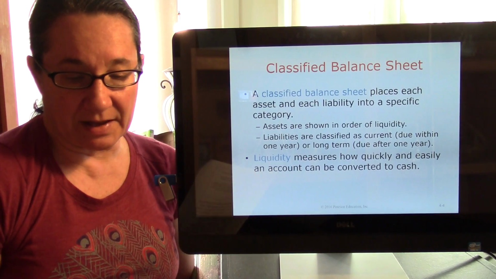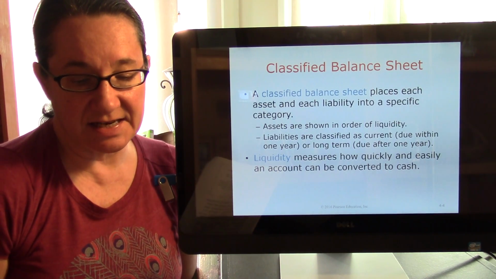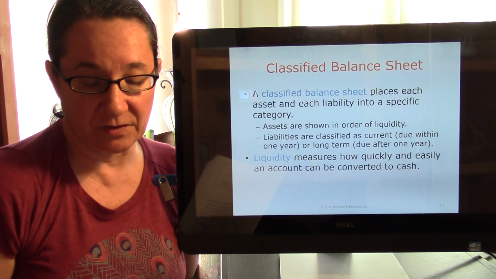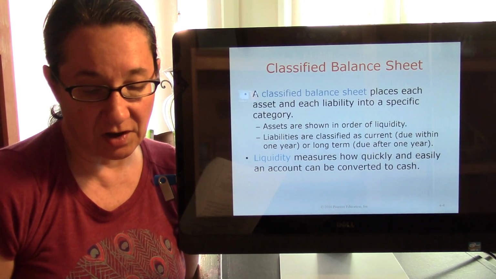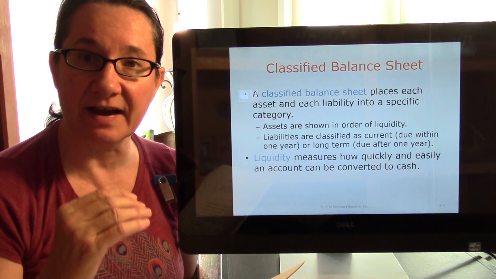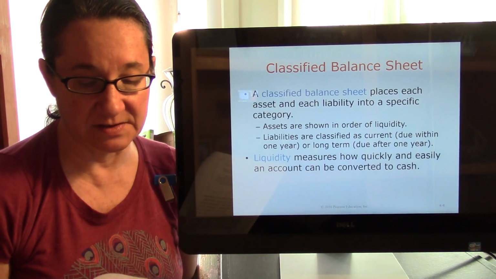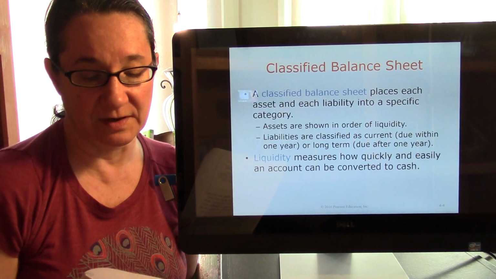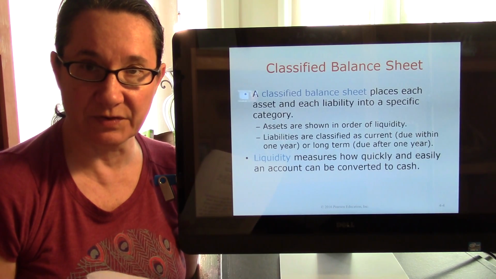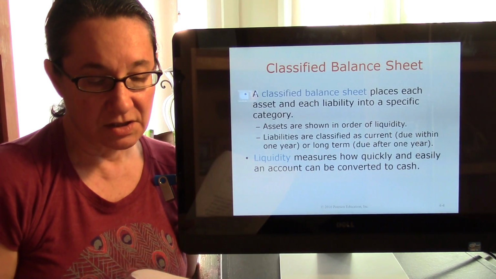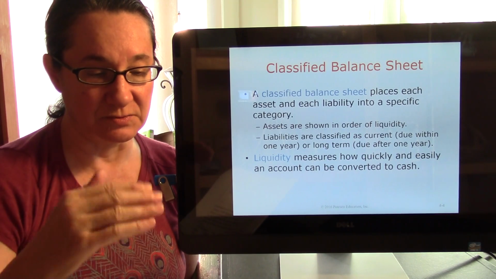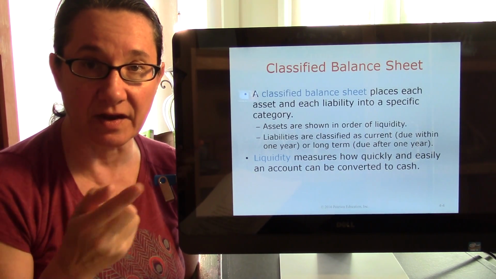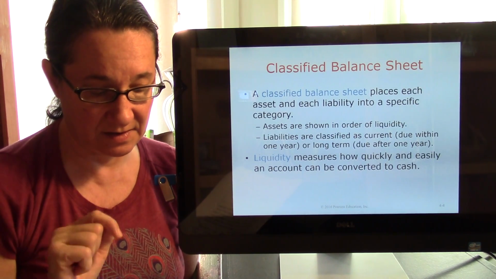A classified balance sheet is a balance sheet that places each asset and each liability into a specific category, such as current or long-term. So we're just going to subdivide the asset and liability categories. Liquidity is a measure of how quickly an item can be converted to cash, because cash is the most liquid asset. So when we're dividing up our balance sheet, one measure we're going to use to decide if it's a current asset or not a current asset is liquidity, right?